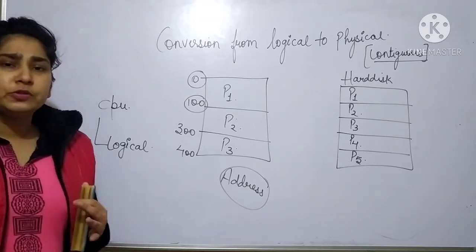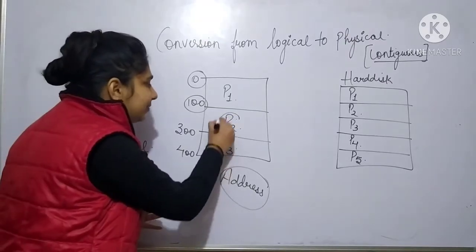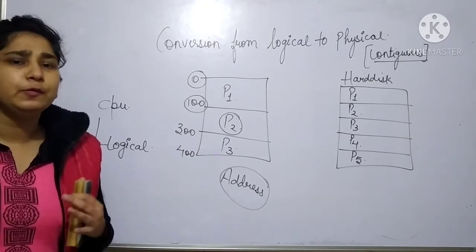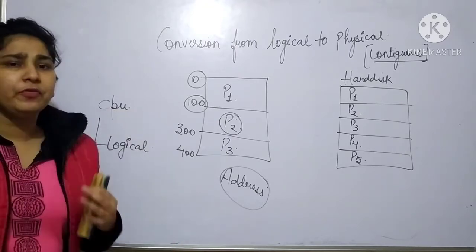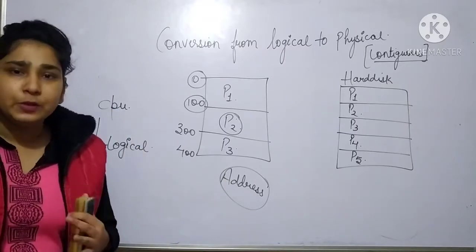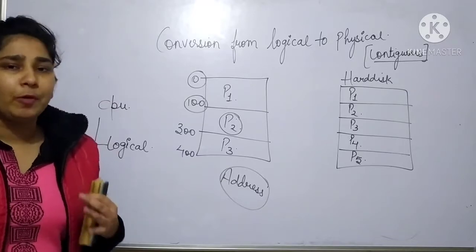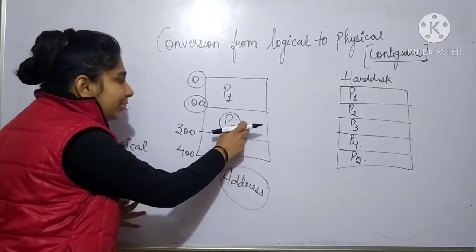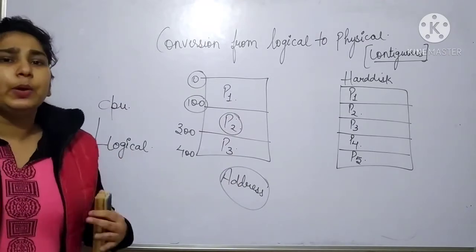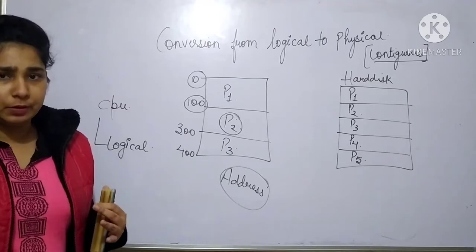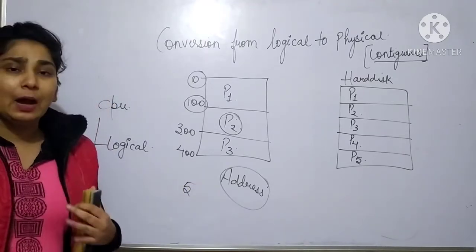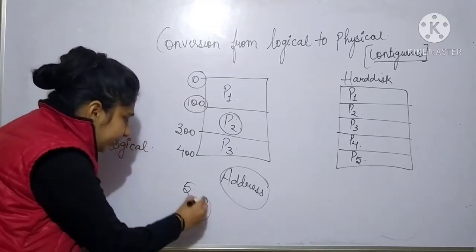Let's suppose your CPU is currently executing process P2. At one particular point of time, your CPU can run only one process. So let's assume that at this point of time, your CPU is executing process P2. It is going to give you the instruction number: now I need instruction number 5, now I need instruction number 8.